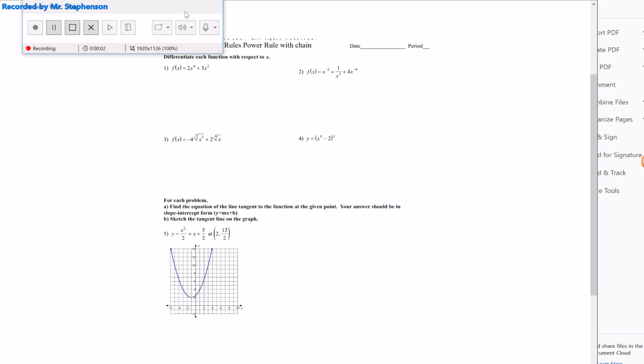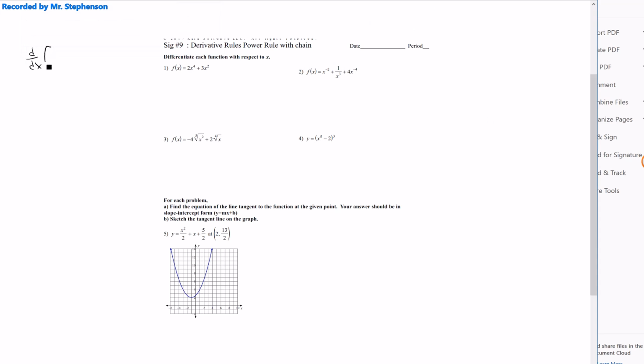Alright, hi, so in this video we're going to show you how to do sig number 9, which is basically derivative rules. This is the power rule with a little bit of chain rule. The main rule we're applying here is if we take the derivative of some function to the n power, you basically just bring down that n, the function stays the same, you subtract 1 from the exponent, and in some cases you may have to multiply by the derivative of the inside piece, right?